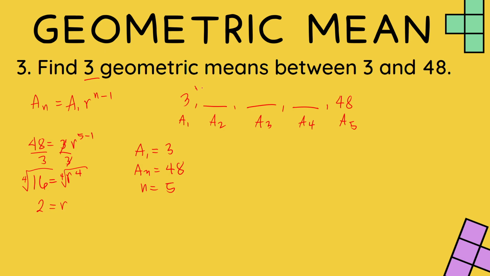So this is times 2, then another times 2, and another times 2, and another times 2. So let's see if our answers are correct. So 3 times 2 is 6. 6 times 2 is 12. 12 times 2 is 24. And yes, we are correct. 24 times 2 is 48. So our inserted geometric means are 6, 12, and 24.